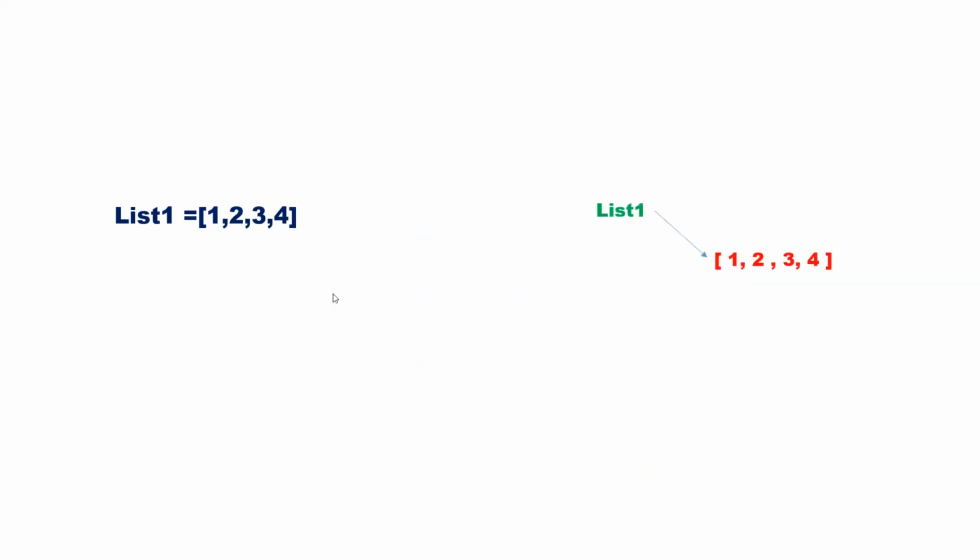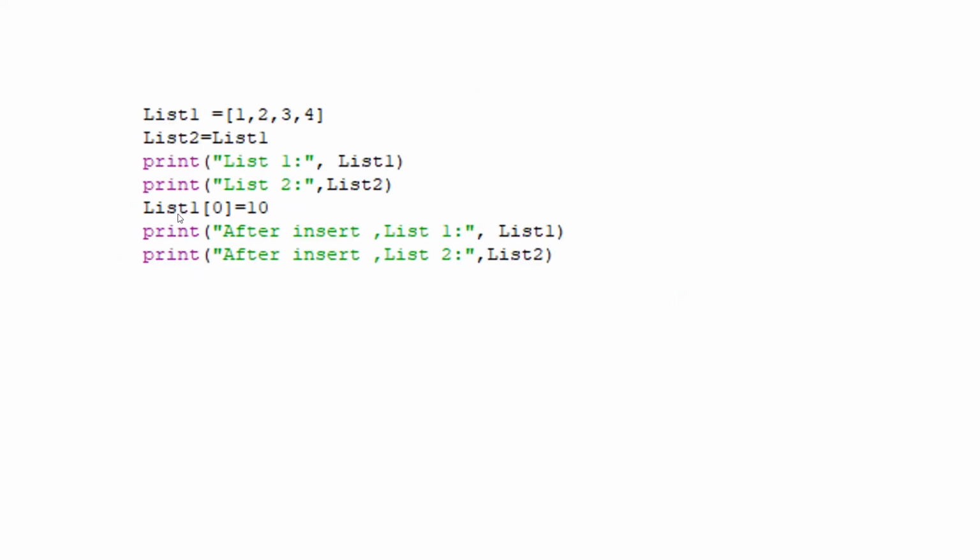Now let us see how to copy a list. Assume that list1 is equal to [1, 2, 3, 4]. And if I write list2 equal to list1, here we are not creating a new list. Instead, we are pointing list2 to the same object itself. So list2 is another name for list1. Both list1 and list2 point to the same object. Whatever changes we apply on one list will affect the other list because both point to the same object. So here we have changed list1[0] equal to 10.